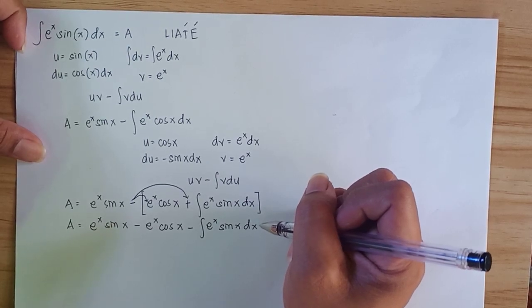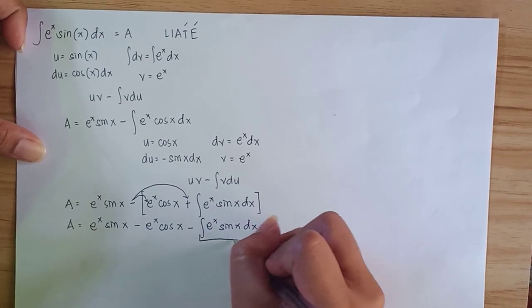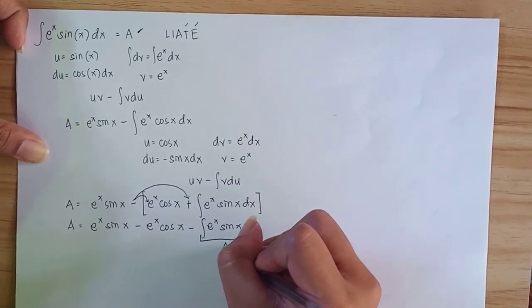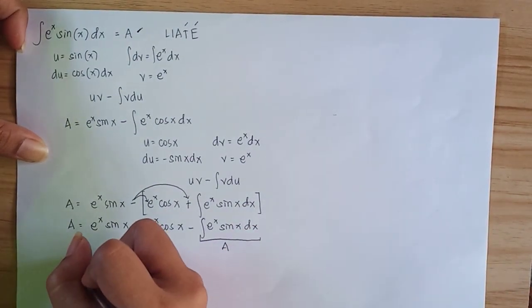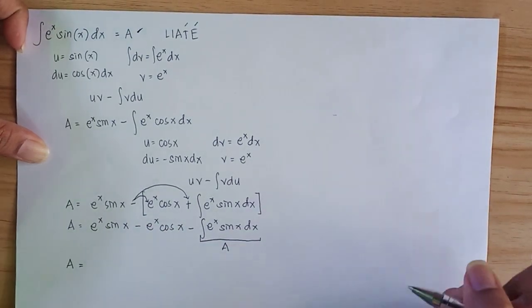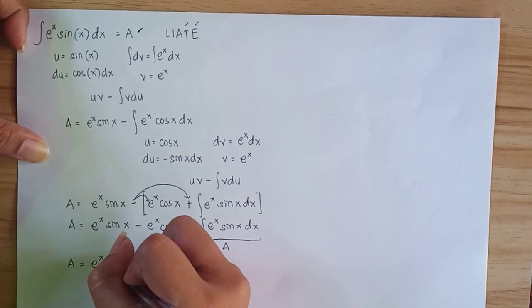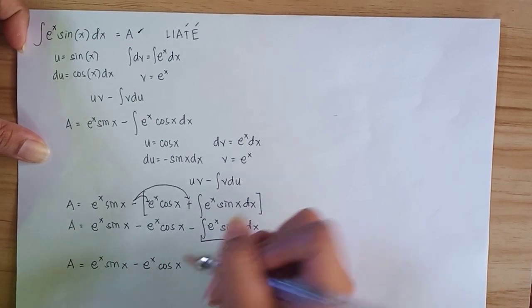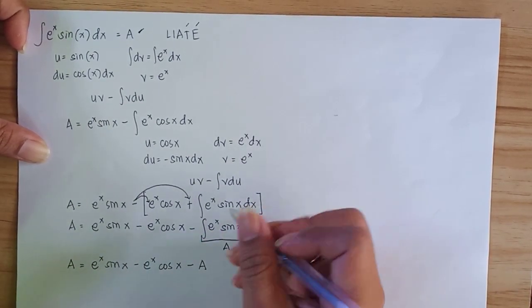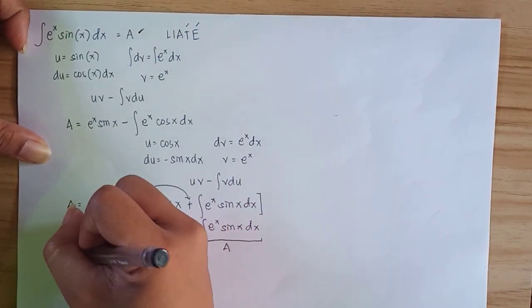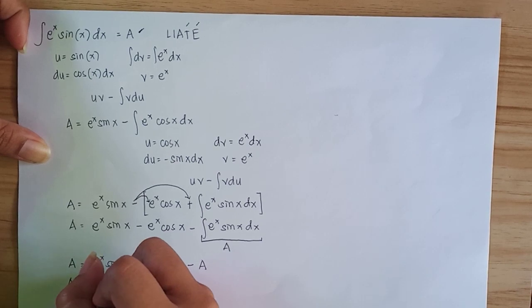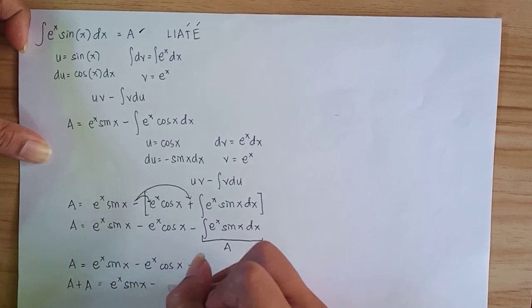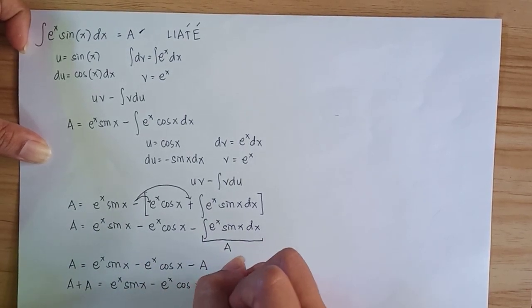Now, if you look closely at the equation, this equation is also your original equation, meaning to say this is your a. So if you will rewrite the equation, you will have a equals e raised to x sine of x minus e raised to x cosine of x minus a. Then transposing this to the other side, you'll now have a plus a equals e raised to x sine of x minus e raised to x cosine of x.